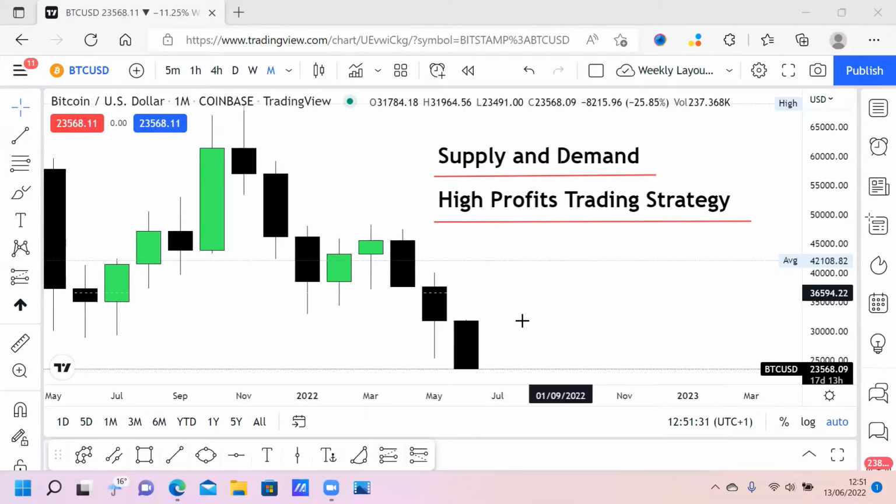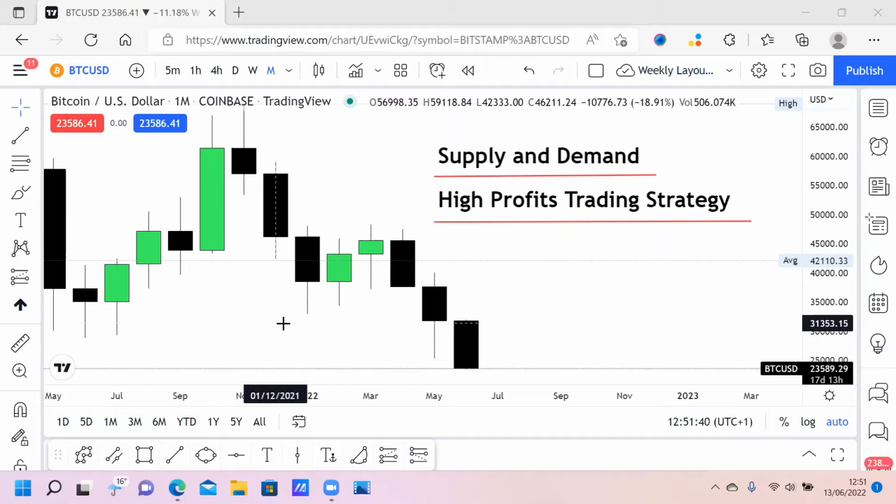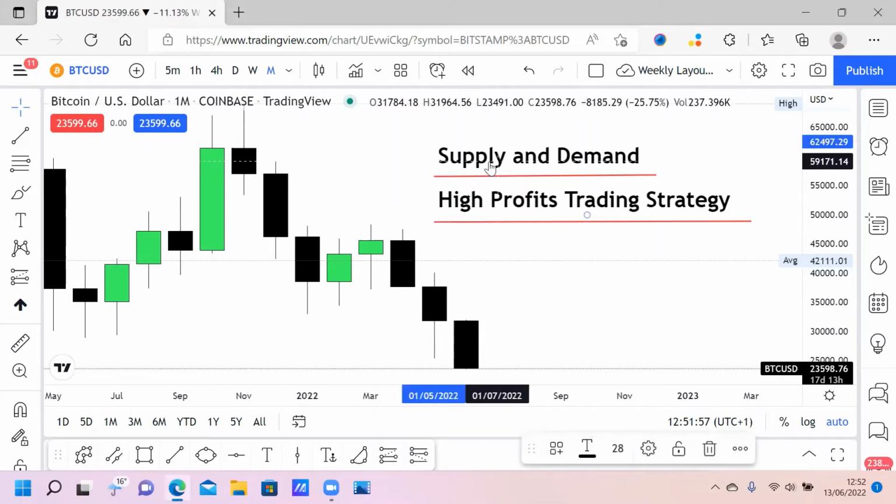So let's get to the crux of this. Supply and demand is all about understanding where the institutionals are coming in. And a lot of the time when we try to make high profits, we get out very soon. If you understand this carefully, you'll be able to hold the trade longer and get profits at a better rate. So let's get into supply and demand.